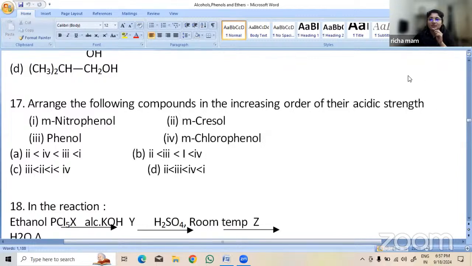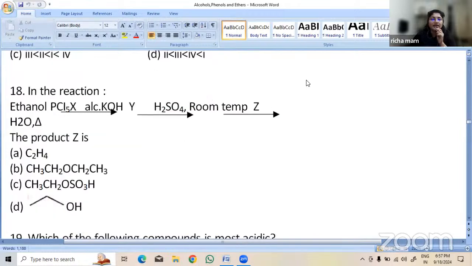Okay, let us go for the next one. In the reaction, ethanol is reacting with PCl5, and it is giving you X. Further, this X reacts with alcoholic KOH to give you Y.